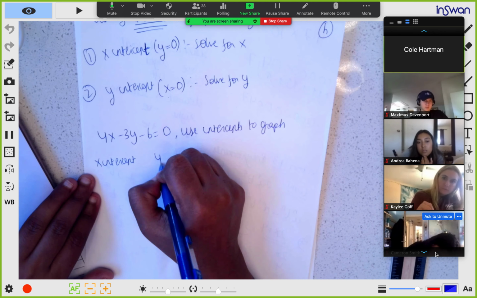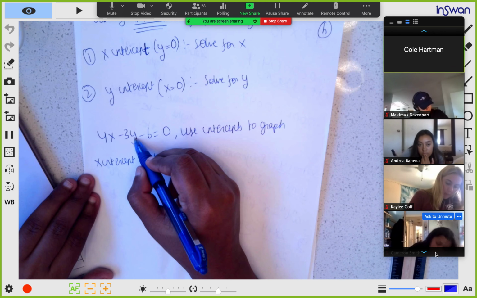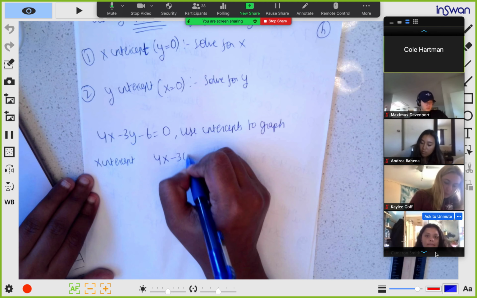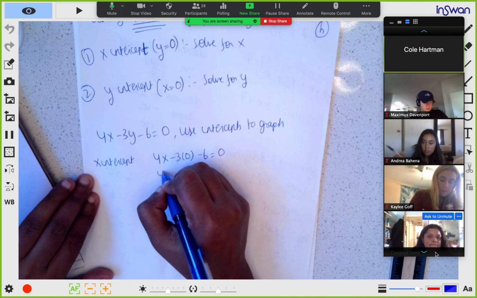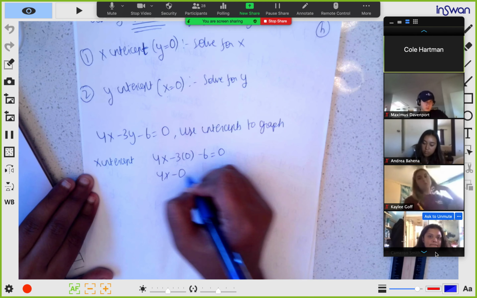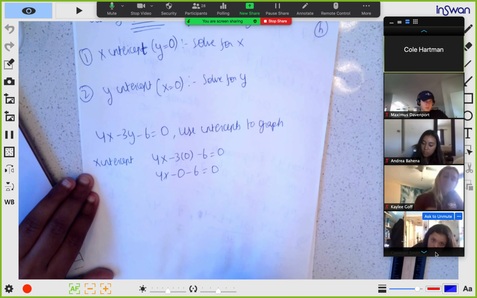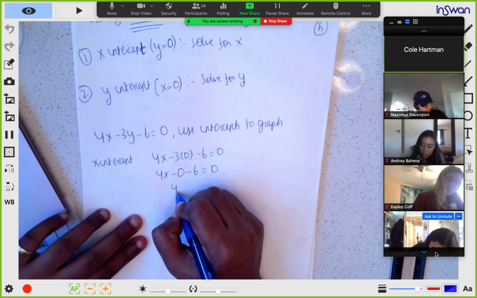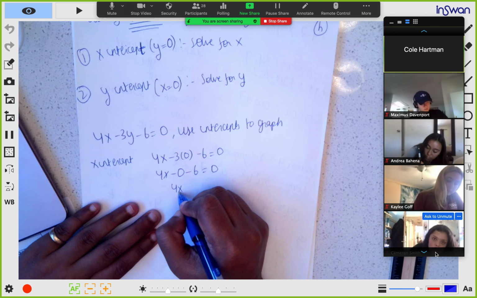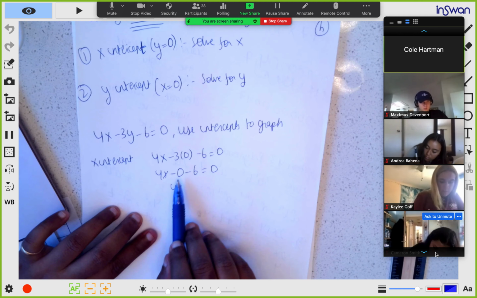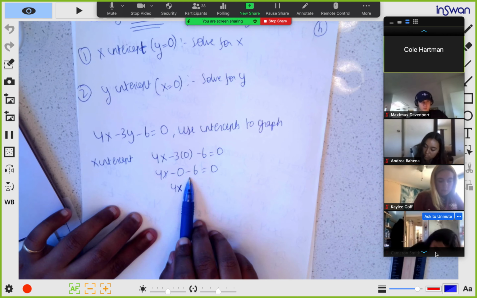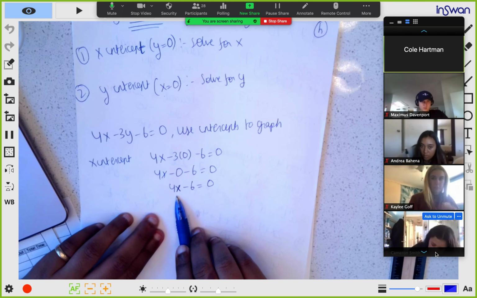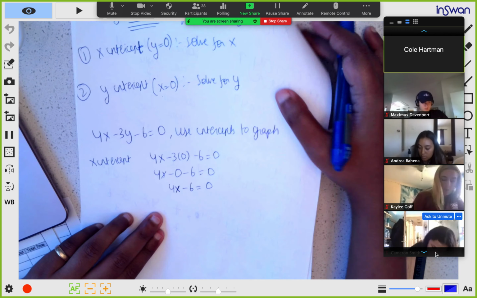4x. What is negative 3 times 0? Negative 3 times 0 is 0. So I have to put 0 here first. I get 4x minus 0 minus 6 is equal to 0. Let's solve further. Negative 0, negative 6 is negative 6 if you're adding it. Yes. And then I just need x. I need to isolate x. How do I isolate x? You have to divide by 4.